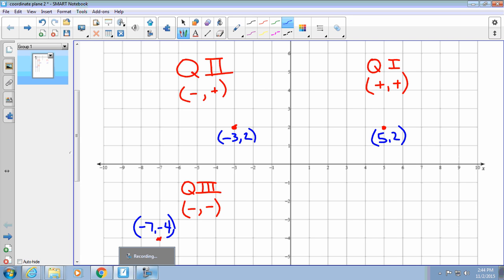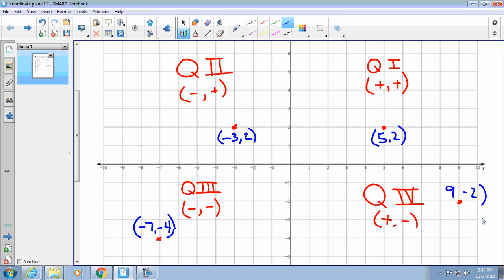And then finally, quadrant 4. Quadrant 4 is below quadrant 1. And again, we used Roman numerals. Quadrant 4 would be positive, and then negative. So it would be a positive x, and then a negative y. So an example with this quadrant would be 9, negative 2. So 9, negative 2. I go to the right 9, I go down 2. So 9, negative 2 would be in quadrant 4.